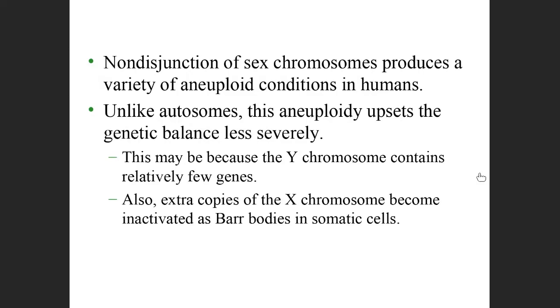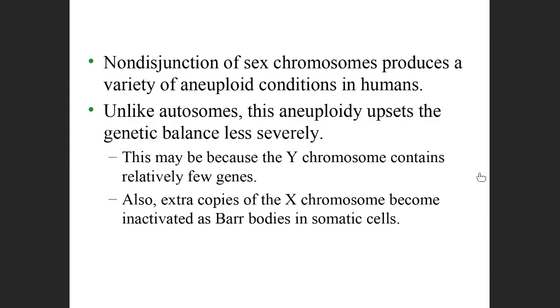So when it comes to the sex chromosomes, X and Y, there are a variety of non-disjunction conditions, right, that occur in humans, and the humans tend to survive pretty well with extra X's and Y's. So the sex chromosomes don't really mess up the genetic balance like the autosomes do. Remember, the autosomes are chromosomes number 1 through 22, and chromosome 23 are the X and Y's. And so it's just not as bad to have extra X's and Y's as it is to have extras of all the other chromosomes.